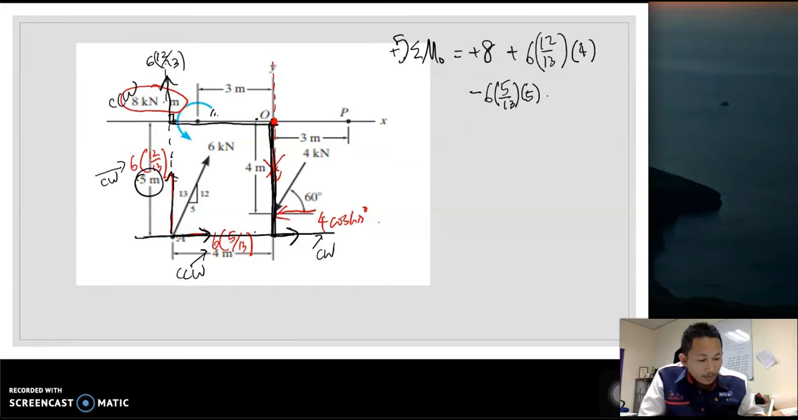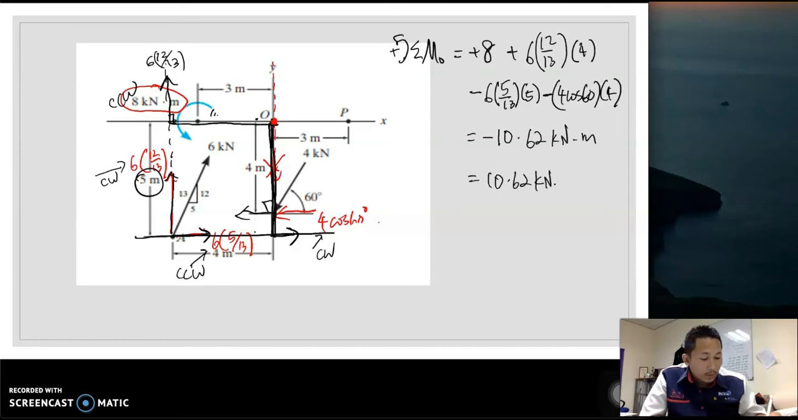Okay, this is distance, and also we have negative 4 cos 60. This is 4 meter. 4 cos 60 times 4 meter. Okay, so that is our moment. So from that we can use our calculator to calculate, and then we get moment at O is equal to 10.62 kilonewton meter, which is 10.62 kilonewton meter, clockwise direction positive.